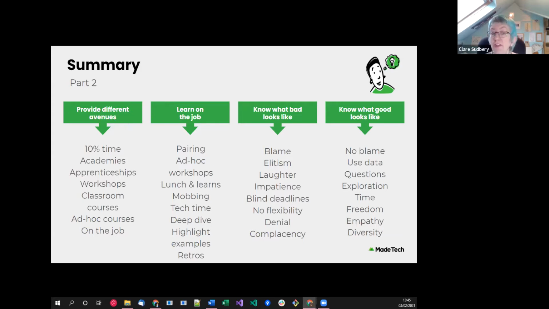So you need to know what good looks like. Good is a no blame culture, where you use and pay attention to data, where you ask and answer questions, the simpler the better, where you encourage exploration, where you give people time to learn and freedom to learn, where you are empathetic to one another and understand why people need to learn or what it feels like when you don't know stuff, and where you have as much diversity as possible.